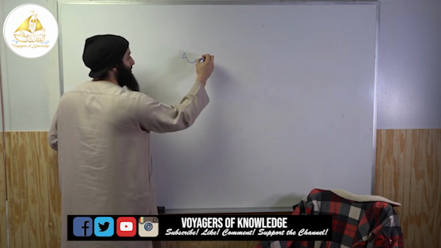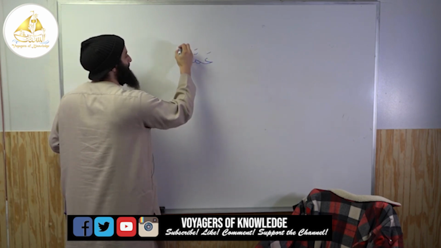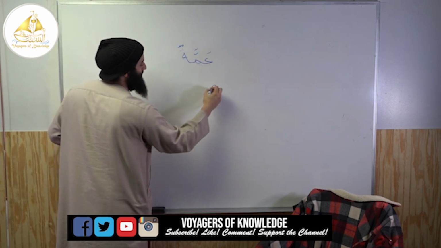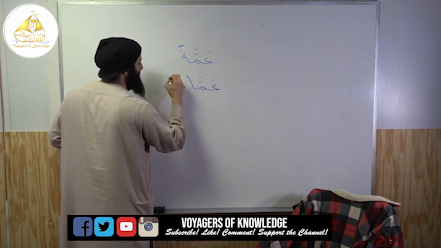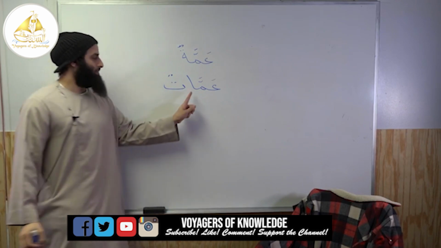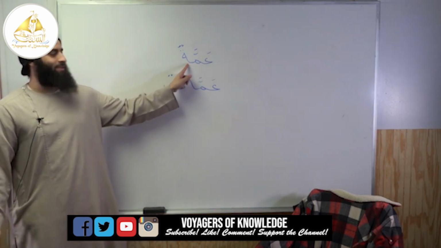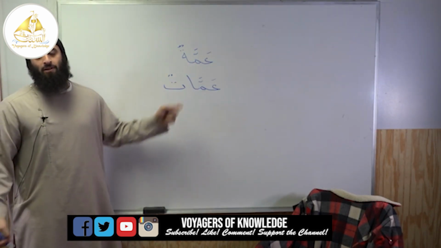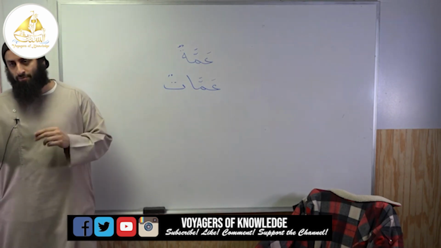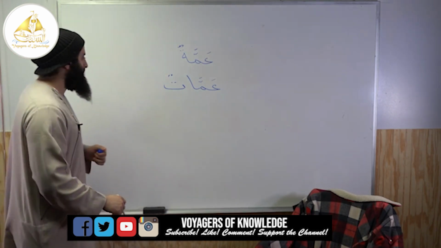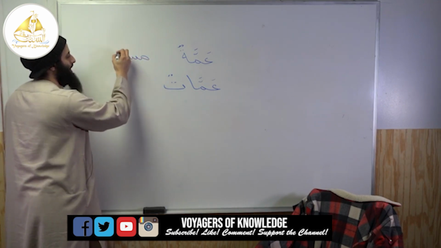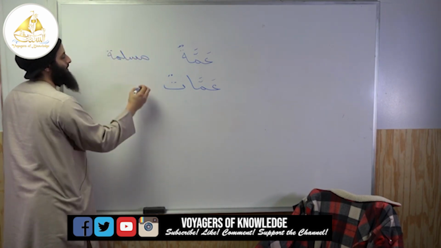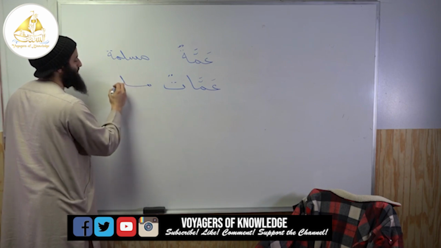It changes to plural. Ammatun. We put an alif in between the meem and the ta, right? And then it makes it plural, and that's why I was telling you to shorten it a little bit. Same thing when you say muslimatun, right? And then you say female Muslim, right?